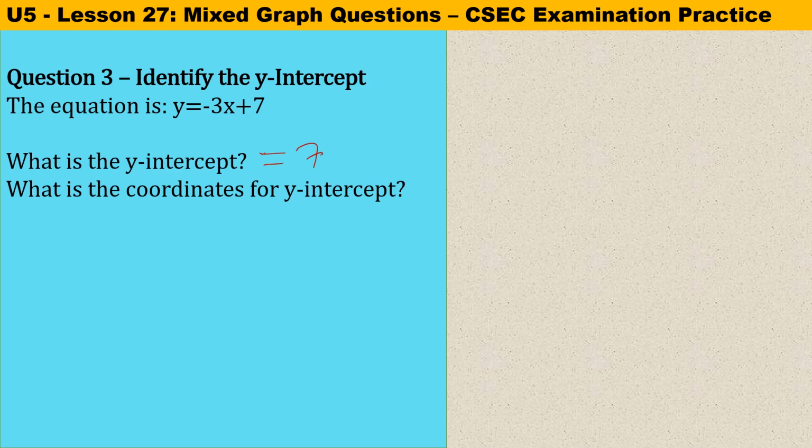And it says, what is the coordinate for the y-intercept? Whenever you find your intercept where the line crosses the y-axis, it is always 0 for x. So x is always 0 at that time. So your coordinate would be (0, 7). And that would be your first point on the line. So that's pretty simple. I know you know this already.